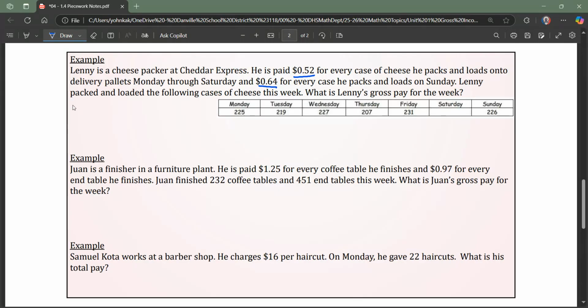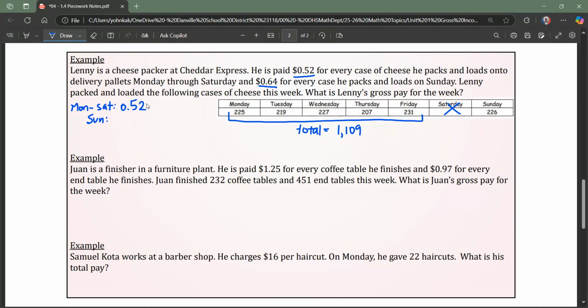All right, so we have a Monday through Saturday amount, and then we have a Sunday amount. So let's see, we've got Monday, Tuesday, Wednesday, Thursday, Friday, nothing on Saturday, and then Sunday. So we need to add up Monday through Friday and find the total amount because we're going to need that to find how much he made Monday through Saturday. So if I add up the 225, the 219, the 227, 207, 231, I get a total of 1,109.